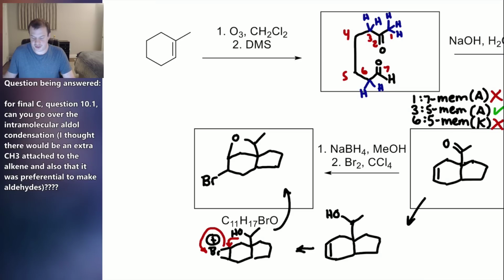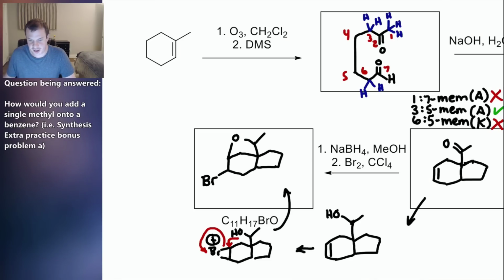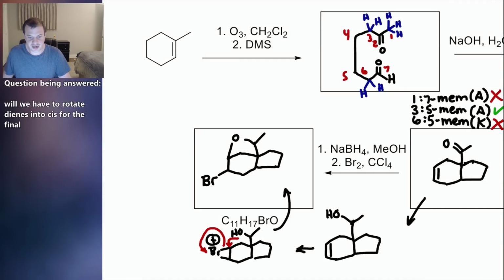How would you add a single methyl to a benzene? Extra synthesis practice problem, bonus problem A. You could just do the Friedel-Crafts alkylation. I said in the class you can ignore polyalkylation. So just take a benzene and methyl chloride, AlCl3. That'll put a single methyl on a benzene. You can ignore polyalkylation. Will we have to rotate dienes and assists for the final? No, we will not.